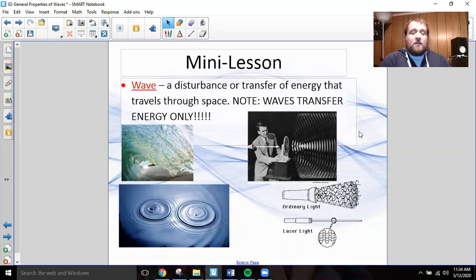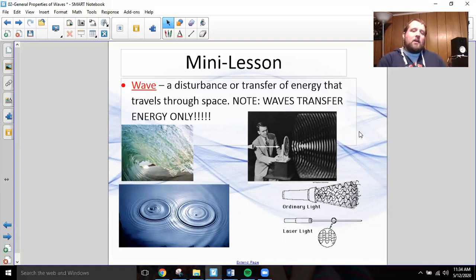So to start, in physics, a wave is a disturbance or transfer of energy that travels through space. And note, what actually is transferred is energy. So a wave is a transfer of energy. That's the key part of that definition.